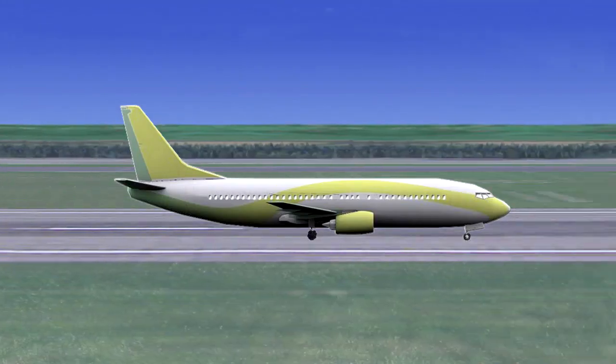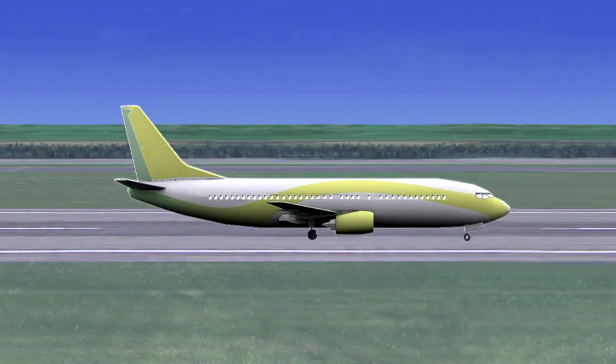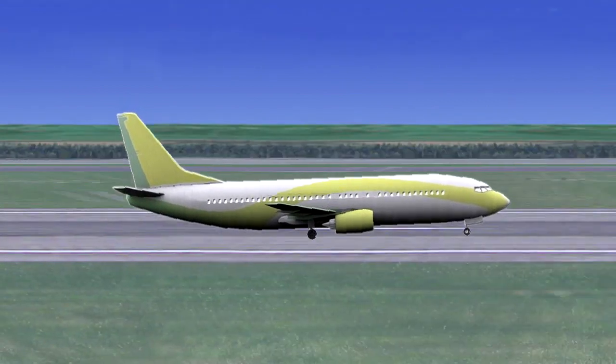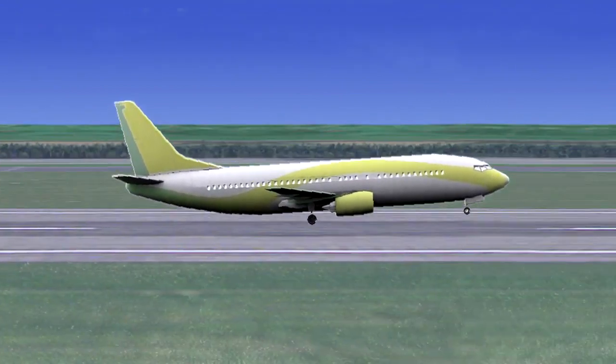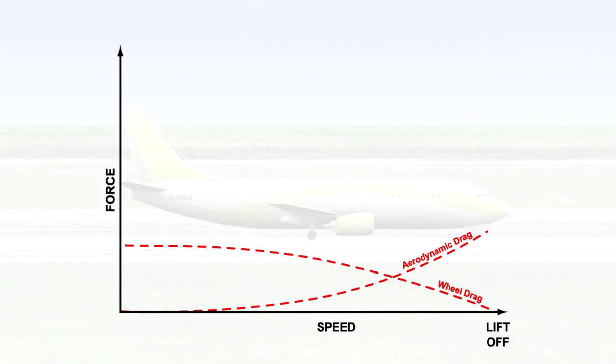Returning to the takeoff, as more lift is generated by the aeroplane accelerating down the runway, there will be less load on the wheels, and thus the wheel drag will decrease. Wheel drag will eventually reduce to zero once the aeroplane has achieved liftoff. To summarize, aerodynamic drag increases during the takeoff, whereas the wheel drag decreases during the takeoff.